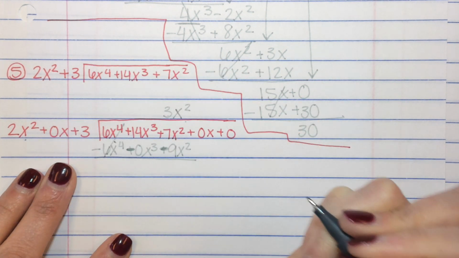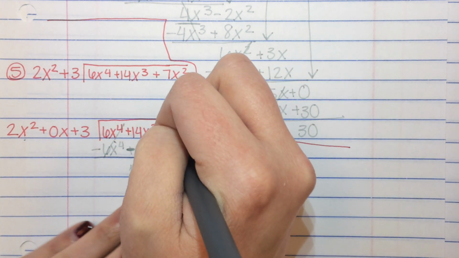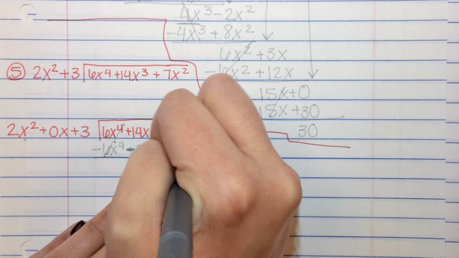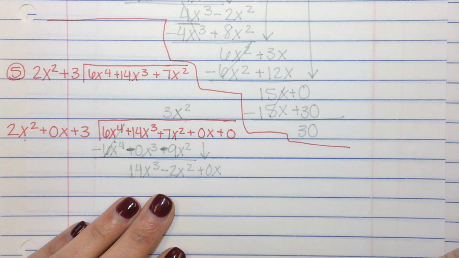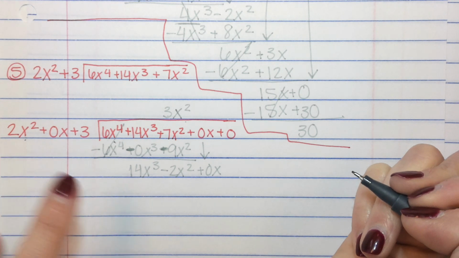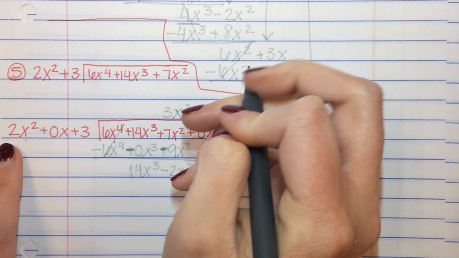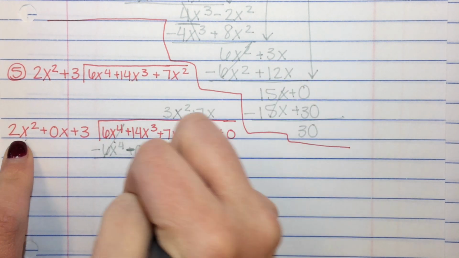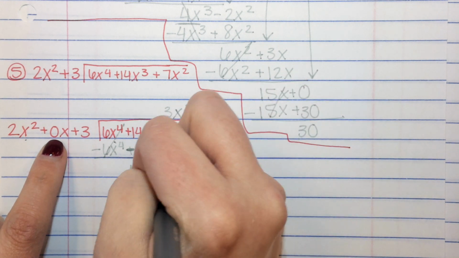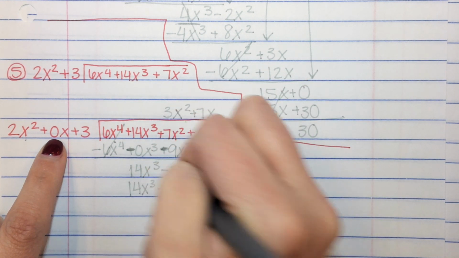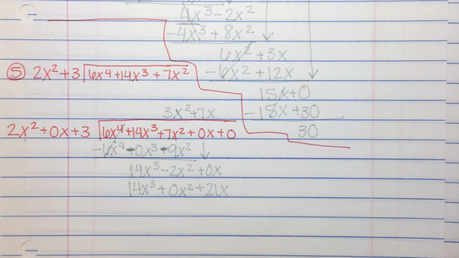The 6x to the 4th cancel. We're left with 14x cubed. And 7x squared minus 9x squared is negative 2x squared. Bring down your x term. Okay, so to get a 2x squared to a 14x cubed, we need a 7x. So 7 times 2 is 14. X times x squared is x cubed. When we multiply 7x by our 0 term, we get 0x squared. 7x times 3 is 21x.